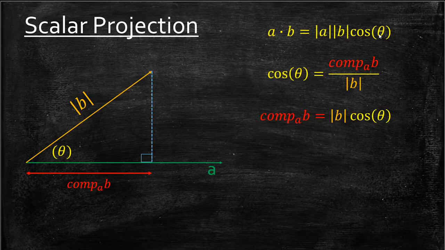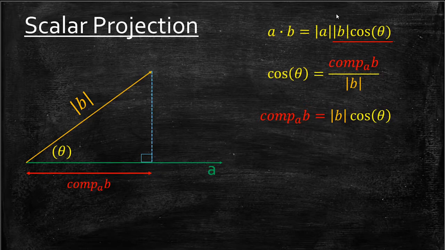Now, if you look above up here, you might notice that the modulus of B cos theta also appears up here. So this part of the equation, modulus of B cos theta, is actually the same as the component of B on A. So that bit there is the same as that bit down there. And that's what we're trying to figure out. We're trying to figure out what this length is.